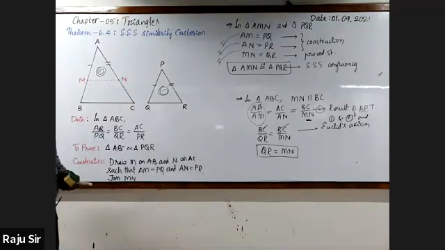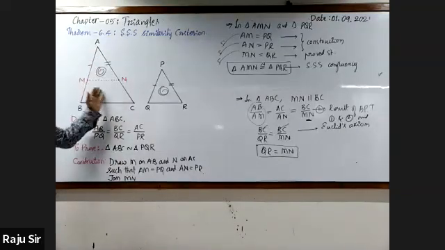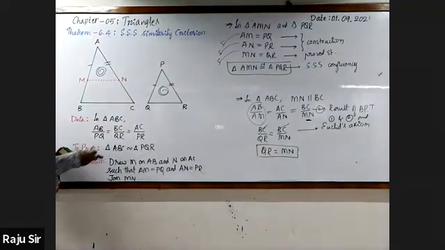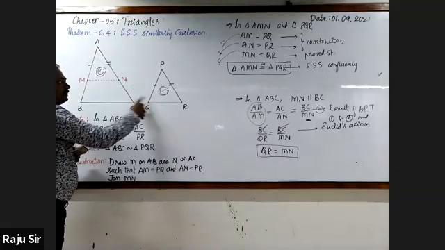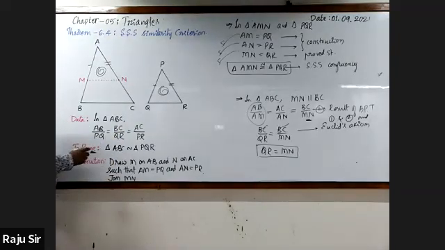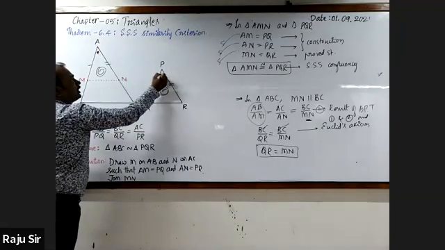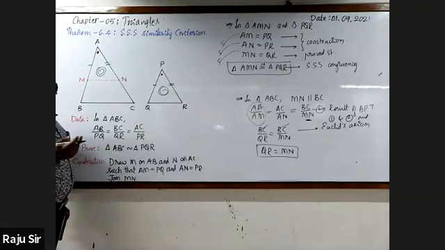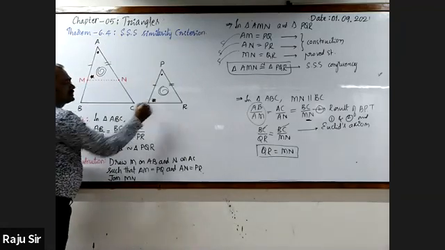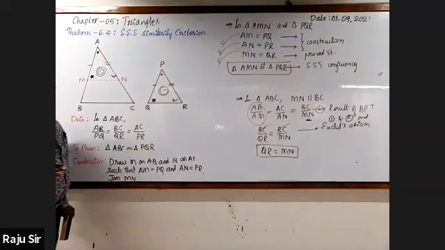Now you may stop. We all know that they have given the corresponding sides are in the same ratio. Then we have to prove the corresponding angles are equal. Then the triangles are similar. As these two triangles are congruent, can I write angle A equal to angle P? Reason: CPCT. These two are also equal from CPCT.